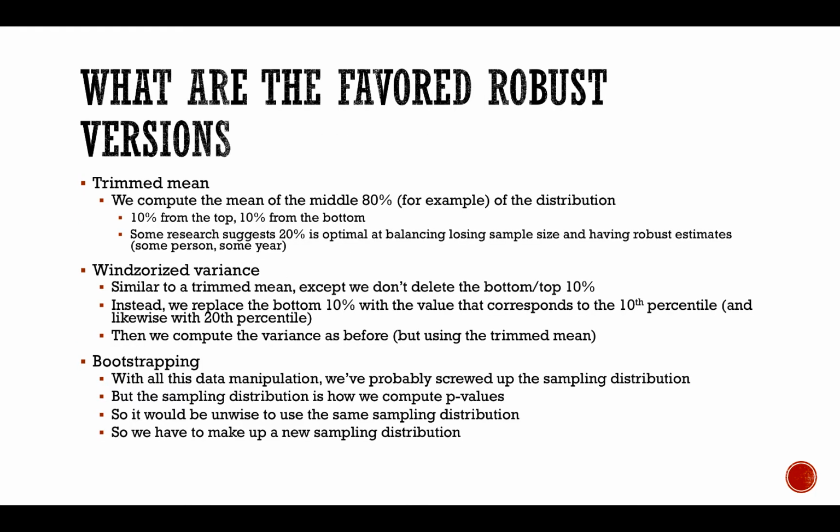Well, a trimmed mean, basically what that means is we compute the mean of the middle 80%, for example. It doesn't have to be 80%, it might be 60%, it might be 90%. But basically, we compute the mean in the middle of the distribution, and we delete 10% from the top and 10% from the bottom. So some research suggests that 20% is optimal at balancing losing power, because you're losing sample size, but you're also getting rid of the outliers.